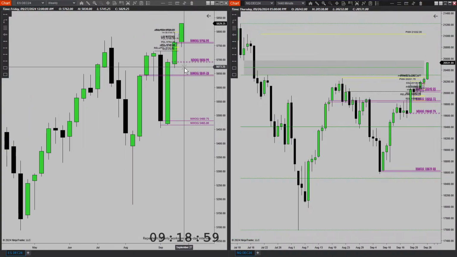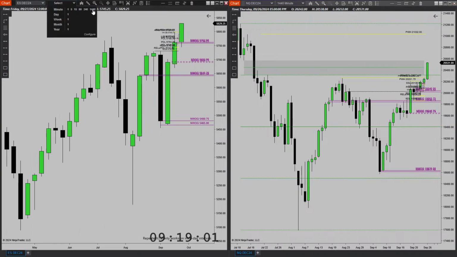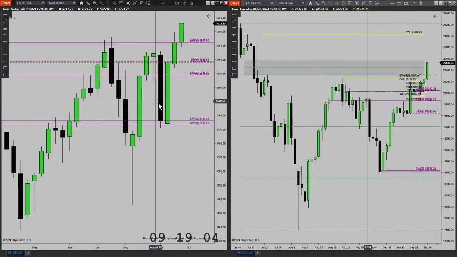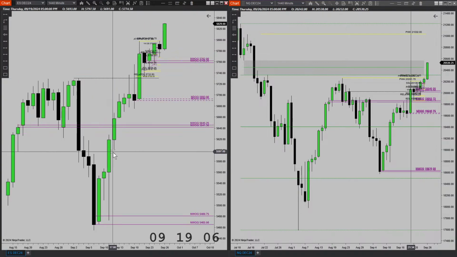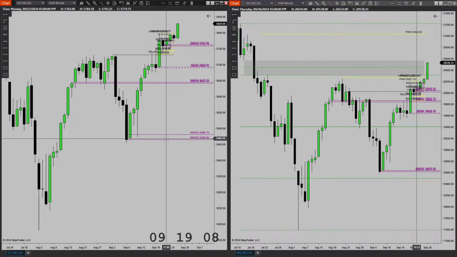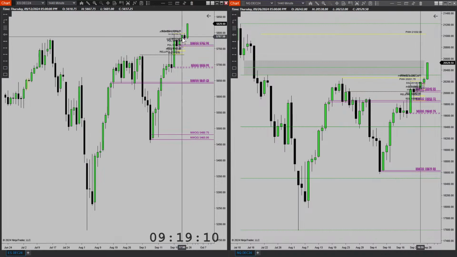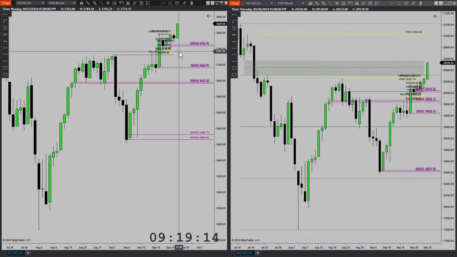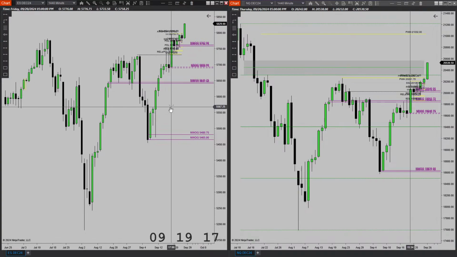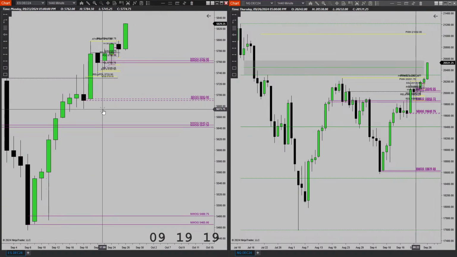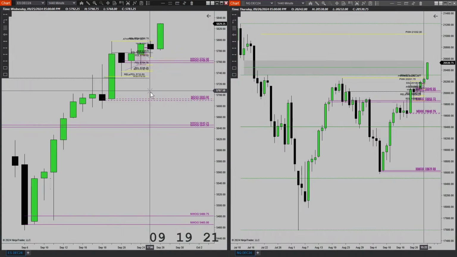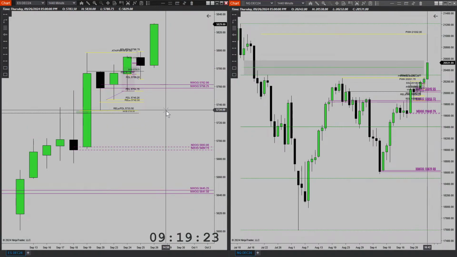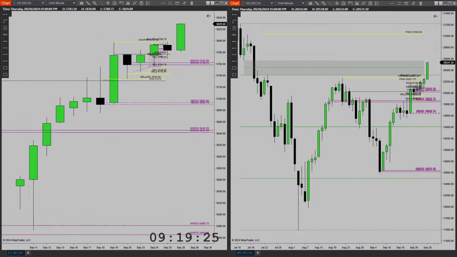Wow, it's amazing, the fact that I was able to, I'm not going to say predict, but see price draw the way it did. It's very telling of my ability to read price action. Just keep staring.